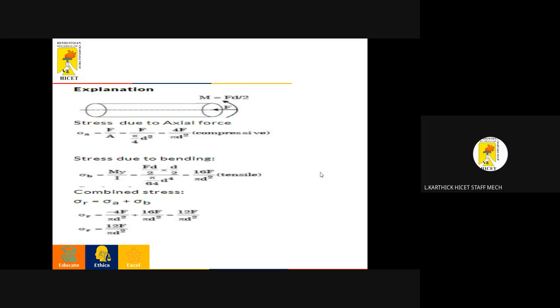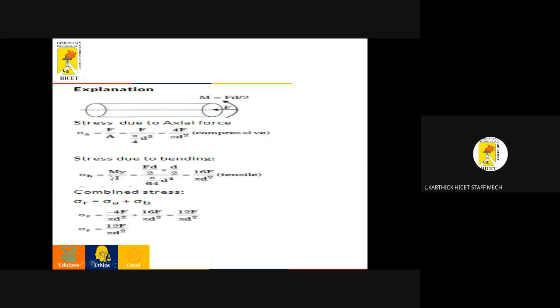The force is applied here. Stress due to axial force, sigma A, is F by A, force by area, and we all know for area, pi by 4 into d square. So by solving this, 4F by pi d square. Since it's compressive, okay.